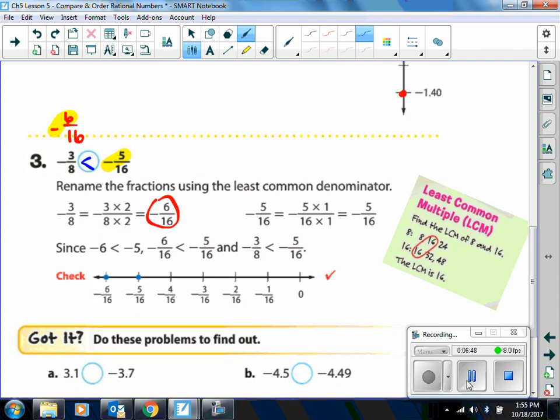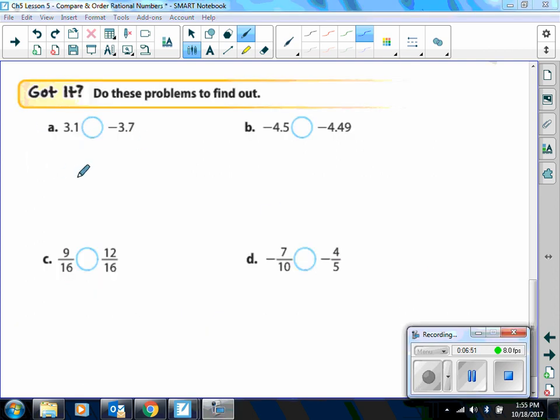Very good. All right, so for the got it problem A, we want to compare 3 1/10 and -3 7/10. Well, we see that they're both to the 10th place, but more importantly, we see that one of them is negative and one of them is positive. So do I need to do any work here? No. What symbol goes in there? Greater than. Because the positive numbers are always greater than the negative numbers.